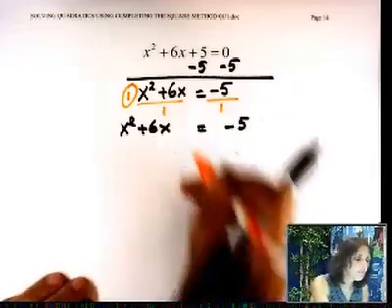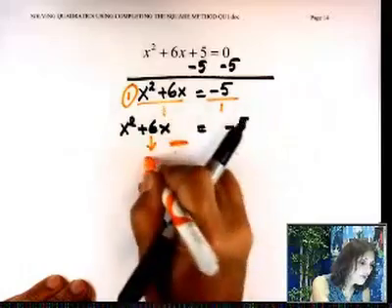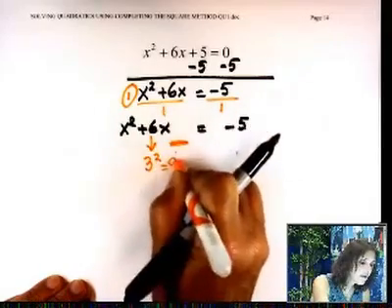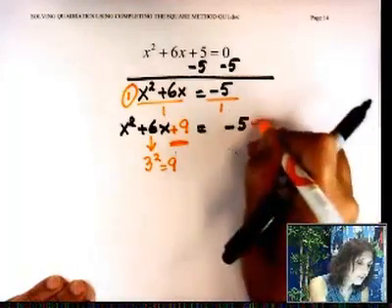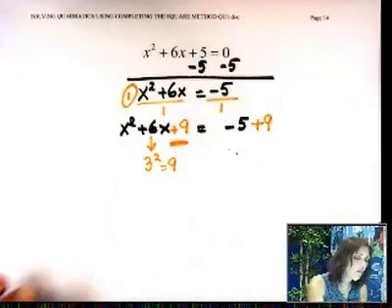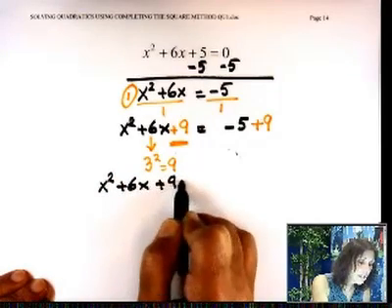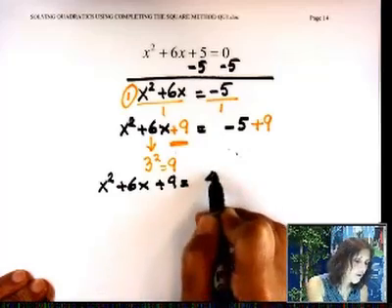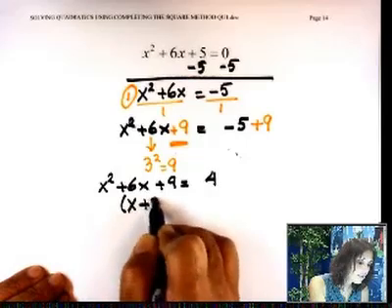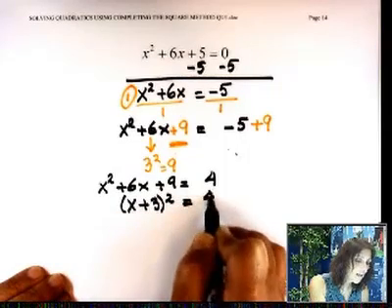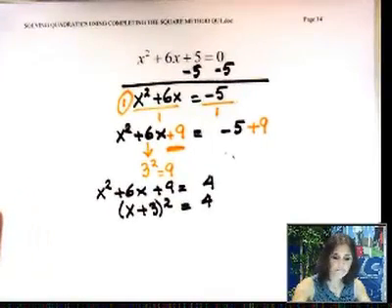Remember, now I'm looking for the missing piece. How do I get the missing piece? Take this, divide by 2, that's 3, square it, that's 9. Here's 9. But you cannot just add 9 on the left, you have to add 9 on the right. Well, let's move on. What do you have? x squared plus 6x plus 9 equals 9 minus 5, which is 4. Now write this as a perfect square. Yes, this is the perfect square of this. Guess what? Now we have a situation where I can just go ahead and solve this.